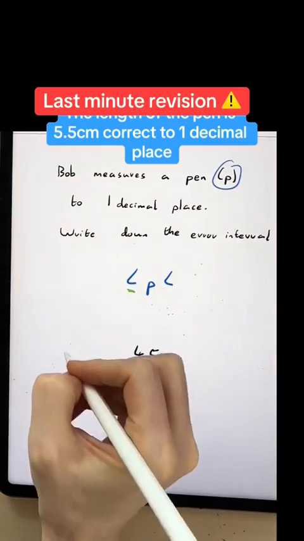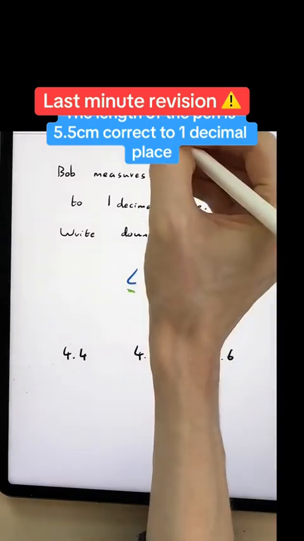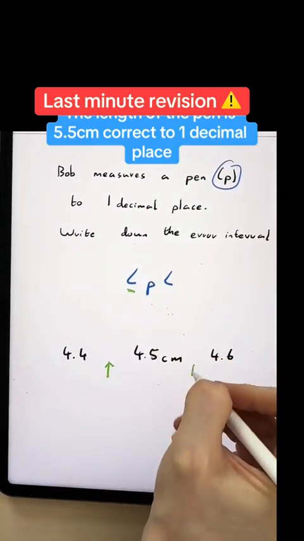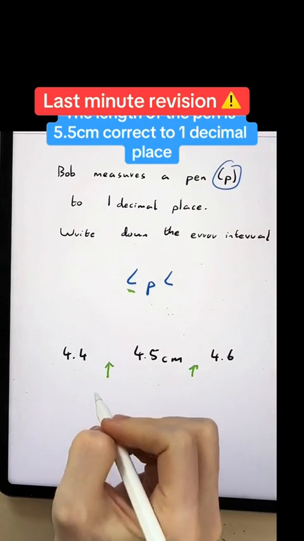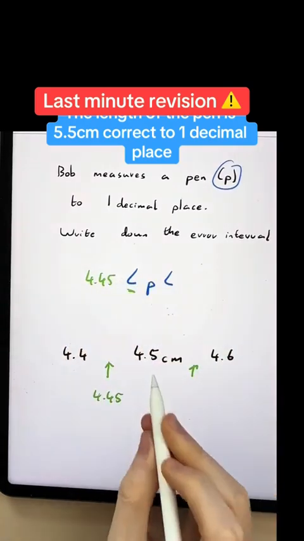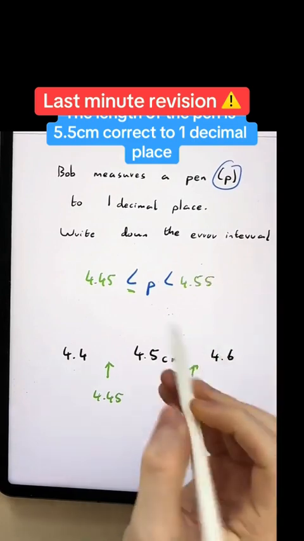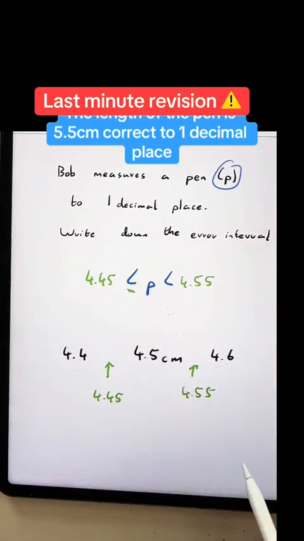1 decimal place either side will therefore be 4.4, and the one on the right-hand side to 1 decimal point would be 4.6. An error interval just means I go in the middle of each of them. So what's in the middle of 4.4 and 4.5? That would be 4.45. So that's going to go on the left-hand side. And what's in the middle of 4.5 and 4.6 will be 4.55. That goes on the right-hand side. So P is greater than and equal to 4.45, but P is less than 4.55.